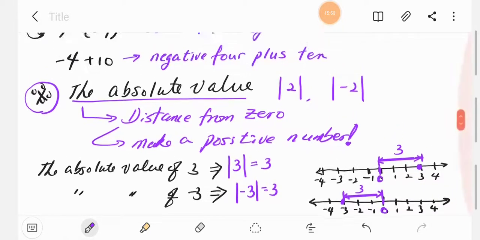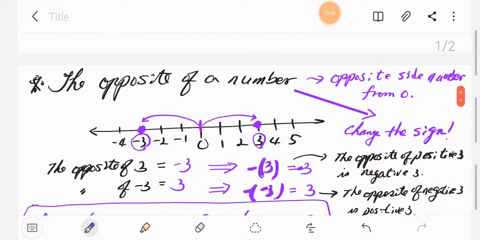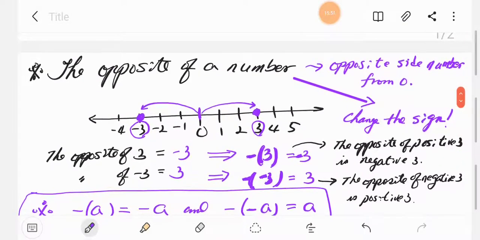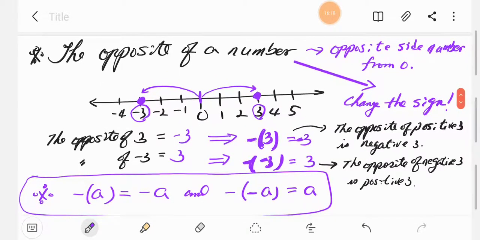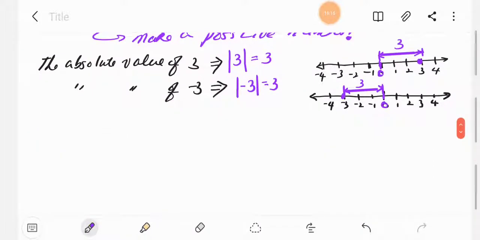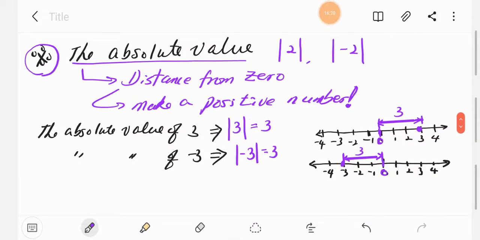How about the opposite of a number? Do you remember the opposite of a number? The opposite of a number means change the sign of the number. If the number is negative, make it positive. If the number is positive, make it negative. That's the opposite of a number. So the opposite means putting a negative sign in front of a number. Absolute value means distance, so always make the number positive.